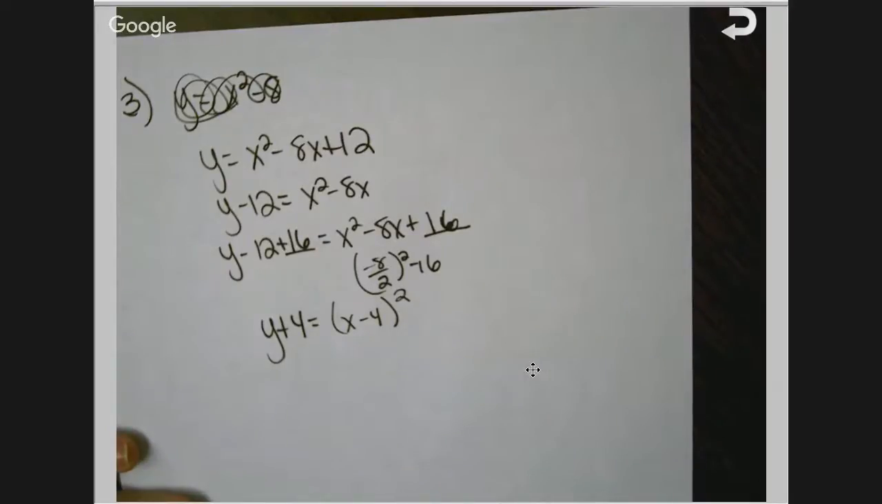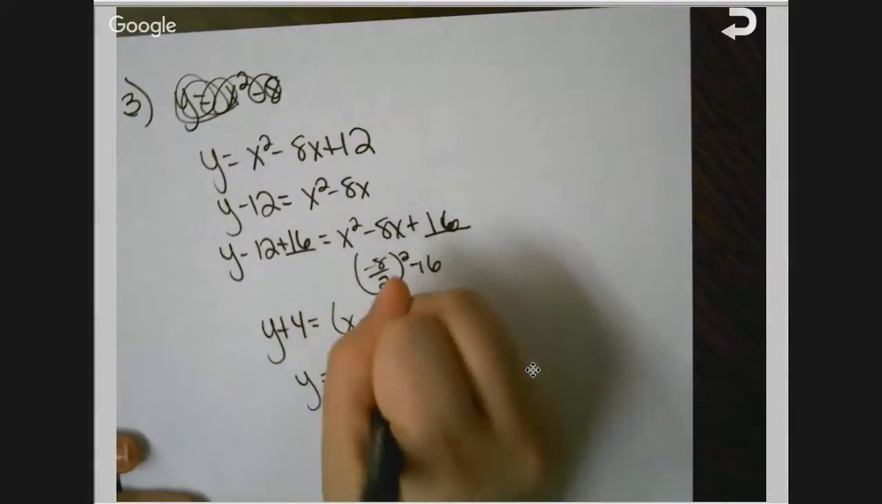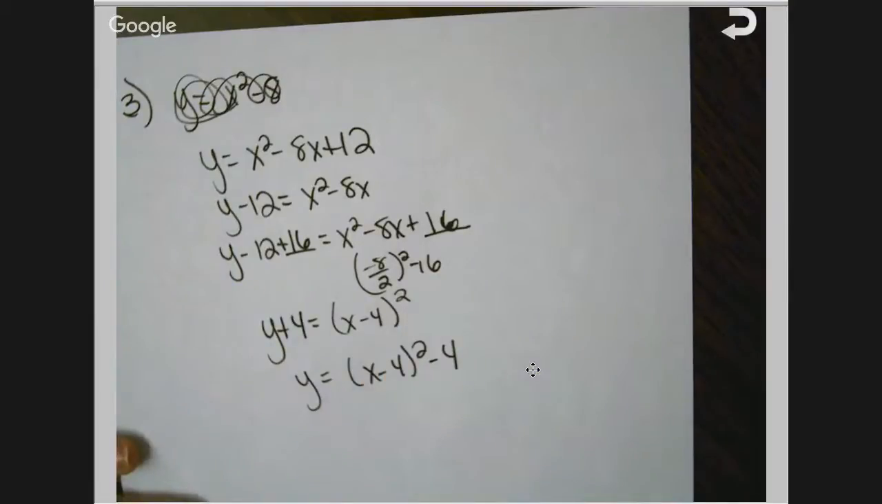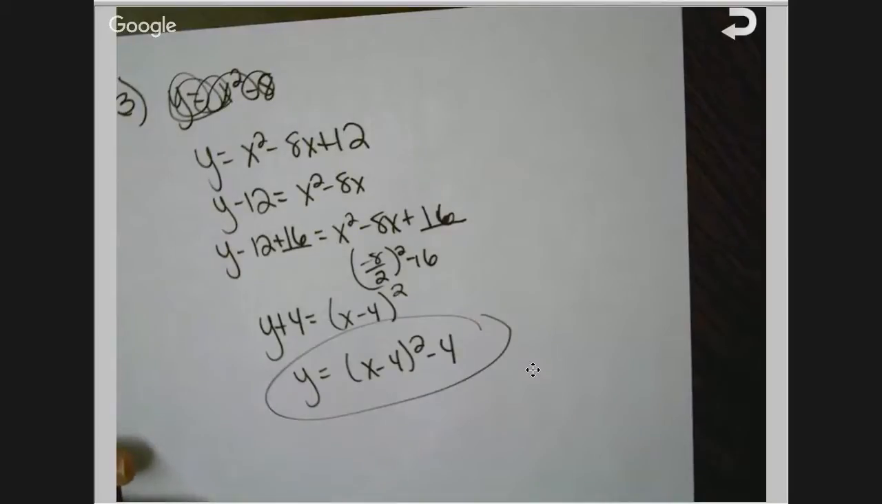Then I'm going to subtract 4 on both sides. So y equals x minus 4 squared minus 4. And that's vertex form. Is there any questions? So that's finding vertex form. Yep, it's finding vertex form.